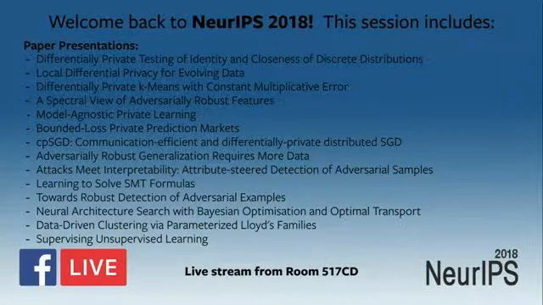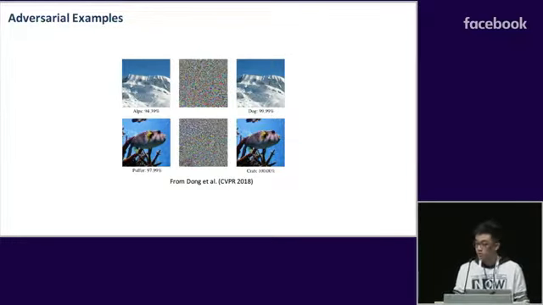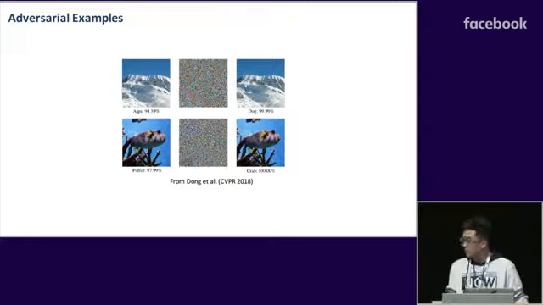Hey everyone, I'm Tianyu from Tsinghua University, and today my topic is towards robust detection of adversarial examples. Adversarial examples are quite common on deep learning models. As shown in the figure, the left column is normal examples. After adding human imperceptible perturbation, the adversarial examples in the right column can mislead deep learning models.